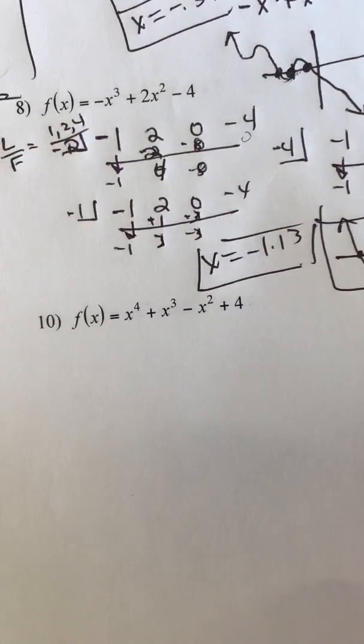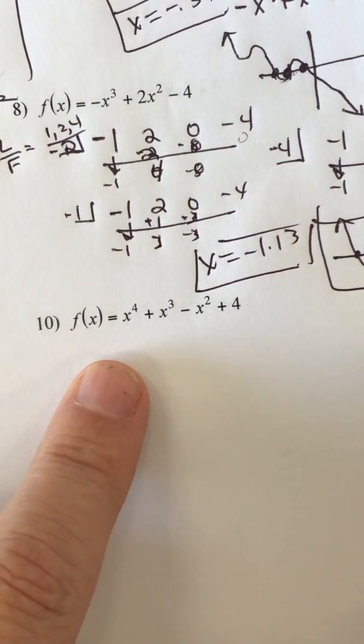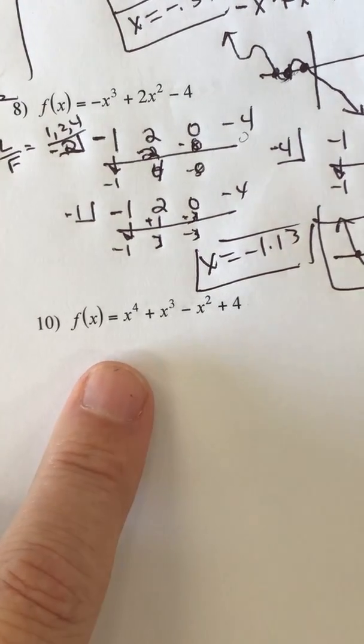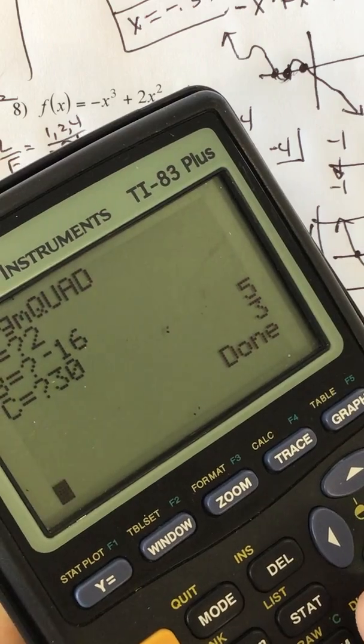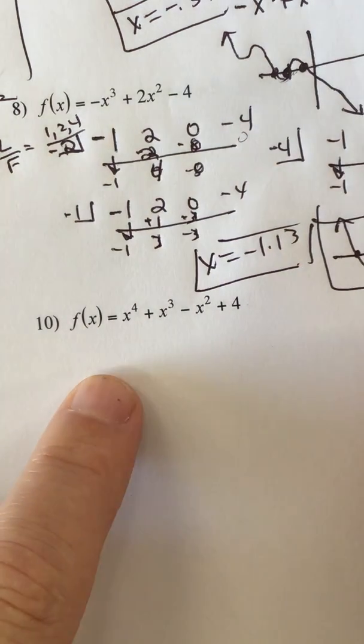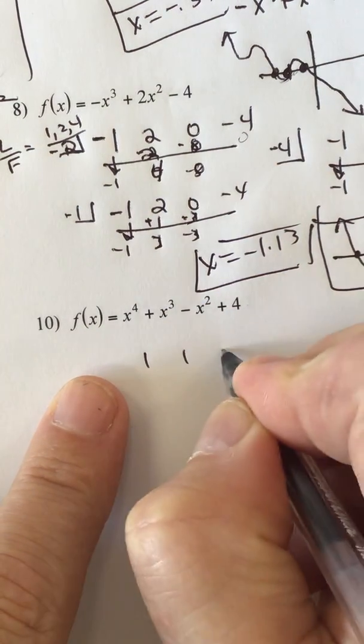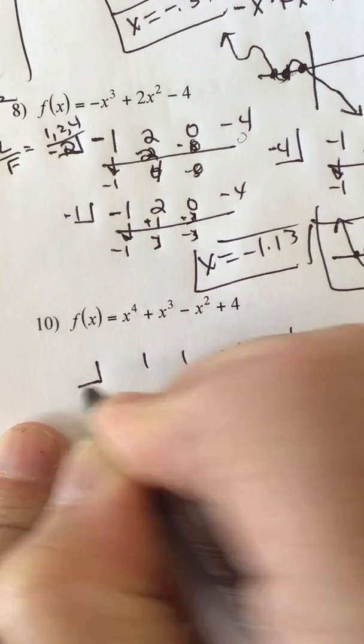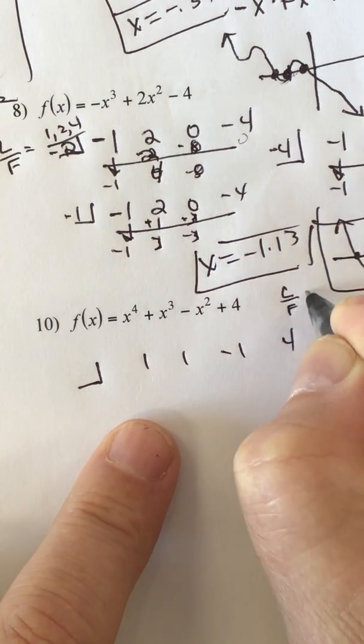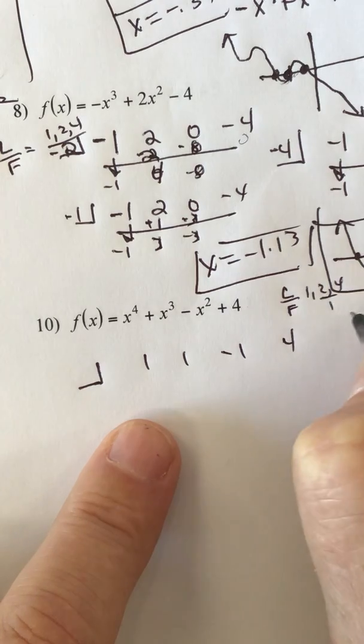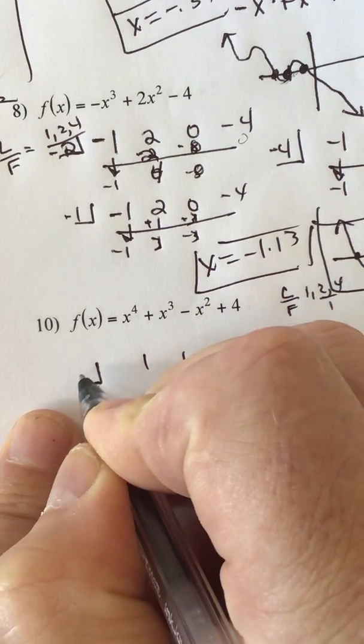Okay, 10, there's 4 of them. Let's see if we can't find them by hand first, and then if we need to go and get it off our calculator, we certainly will. 1, 1, -1, and 4. The last over first, it's going to be 1, 2, and 4 over 1. So it's either 1, 2, or 4.